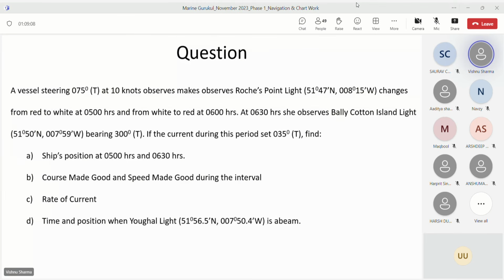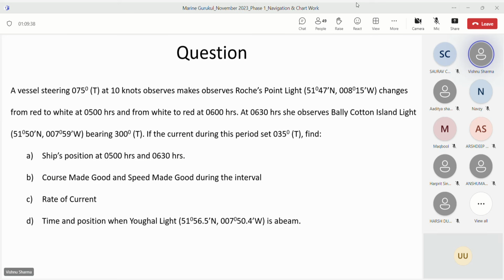Now look at this question. A vessel is steering 075 degrees at 10 knots. Observes Roche's point changing from red to white at 5 o'clock and from red to white to red at 6 o'clock. At 6:30, she observes Bellina Cotton Island light bearing 300 degrees true. If the current was setting 035, find the position, all this.